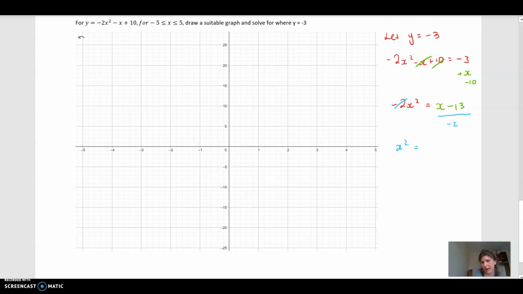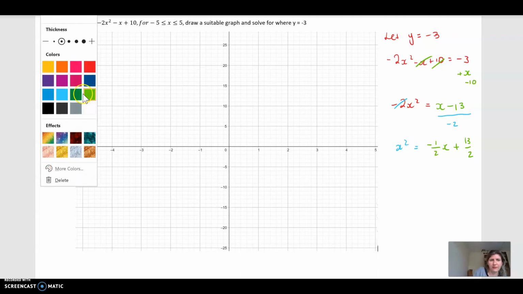Now this is going to be negative 1/2 x, and that's from that negative 2. Okay, because you imagine that's x divided by negative 2, which is the same as negative 1/2 x. And then a negative divided by negative is a positive, so then I'm going to have plus 13 over 2 here. Okay, so there's my linear equation, because I've got an x and a constant, and there's my quadratic. And I'm graphing again from negative 5 to 5.